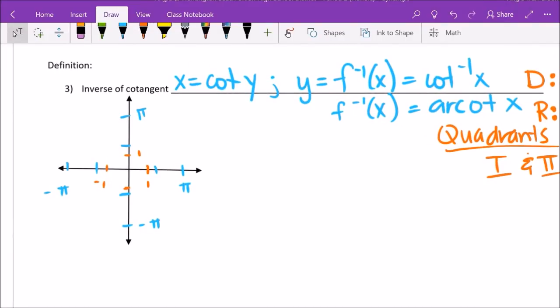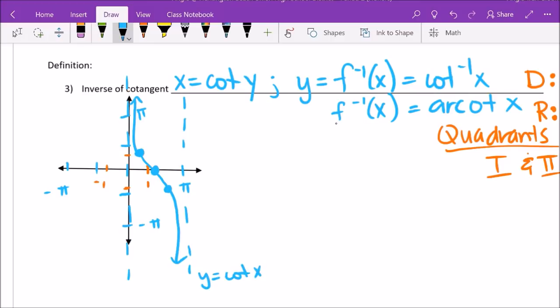So again, we're going to graph out the regular cotangent first and then just reflect it. The regular cotangent has asymptotes at 0 and where else? Pi. Okay, then I'll make my dots. Here we go. At pi over 4 it goes up to 1, right, class? At pi over 2 it goes to 0. At 3 pi over 4 it goes to negative 1. And then here's my regular cotangent with restricted domain. So y equals cotangent of x.